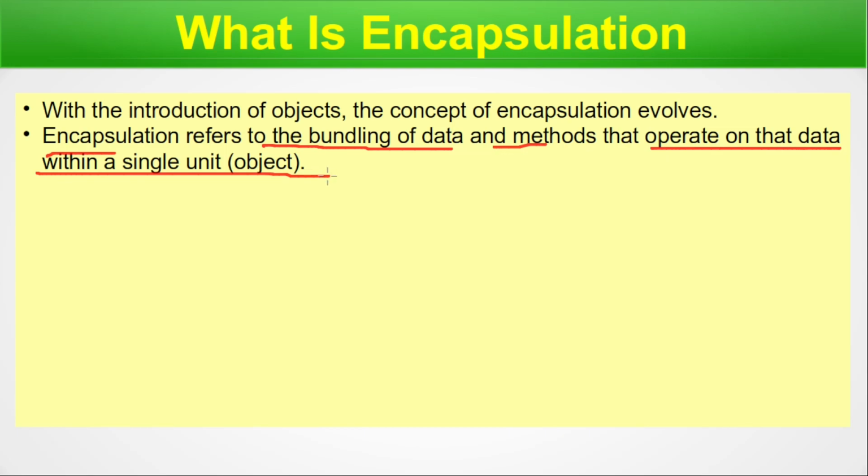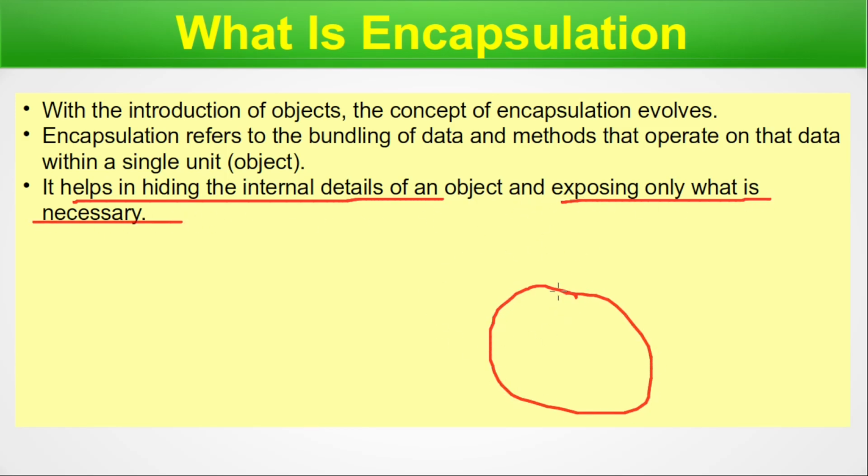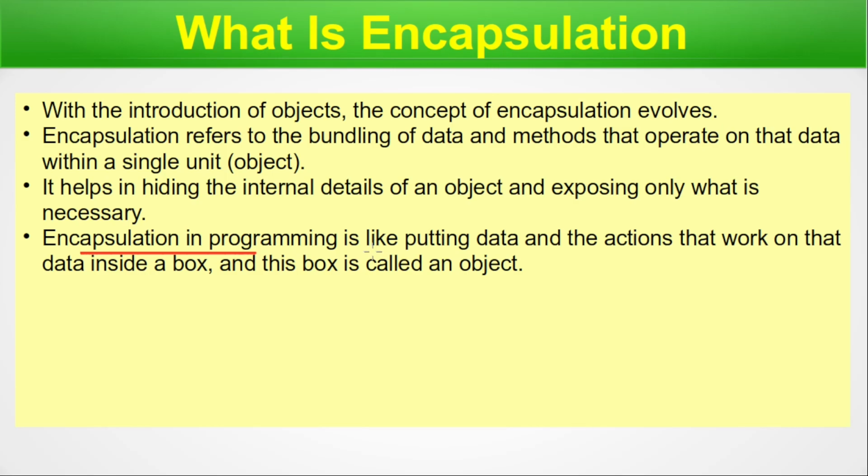A single unit means a single instance, that is the object. Next, it helps in hiding the internal details of an object and exposing only what is necessary. So that is the properties which I was talking about. The student's details you cannot access unless you go through a proper method or proper channel. So that is called the protection or encapsulation of the data. Encapsulation in programming is like putting the data and the actions that work on that data inside a box, and that box is called an object.